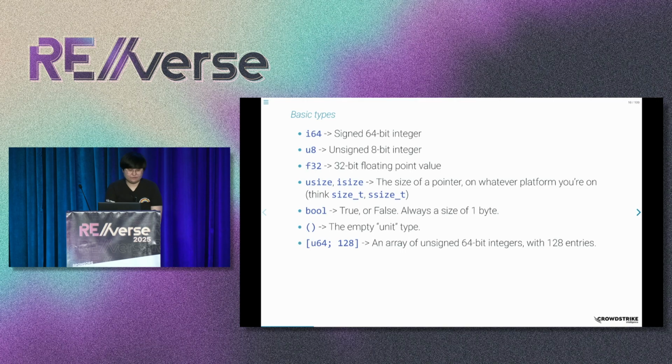And just another review of some of the basic types. The integers are named kind of like how you would expect. You can tell the size and also the signedness just from looking at it. There's also a pointer-size type, called usize or isize, similar to your size_t types in C. And we can also have fixed-size arrays. So this is just an array with 128 entries of unsigned 64-bit integers.